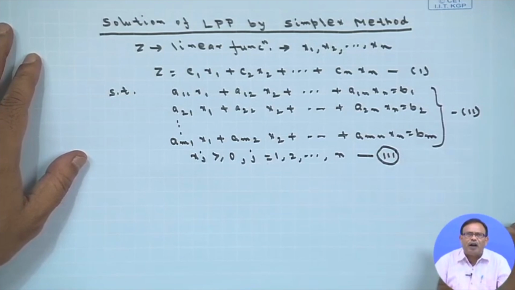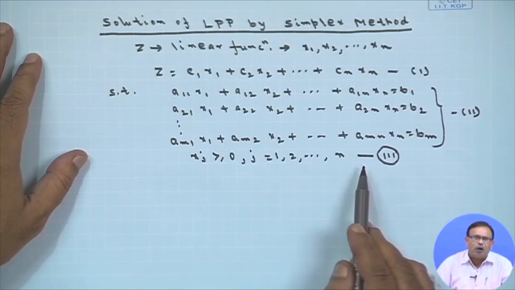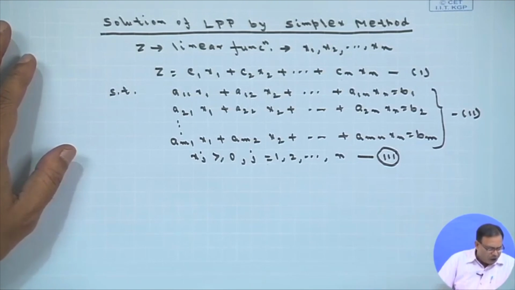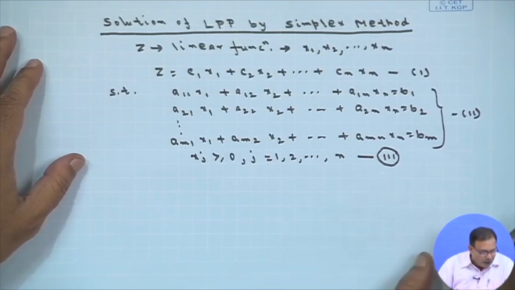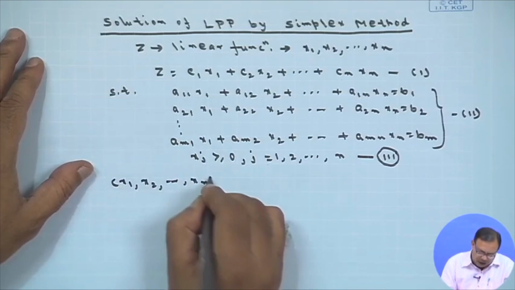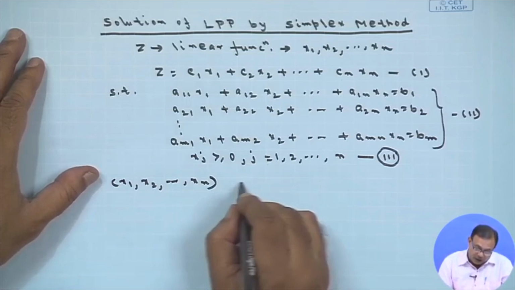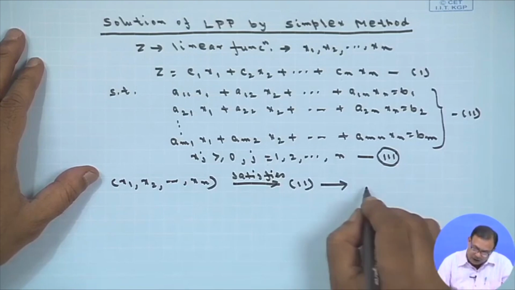So, the general LPP can be defined as optimization, that is maximization or minimization, of a function z equals c1 x1 plus c2 x2 plus cn xn defined here by 1, subject to satisfying the constraints 2 and 3. Constraint 3 denotes the non-negativity constraint of the decision variables. So, any n-tuple x1, x2, xn which satisfies the constraint 2, then you will obtain a solution of the LPP.